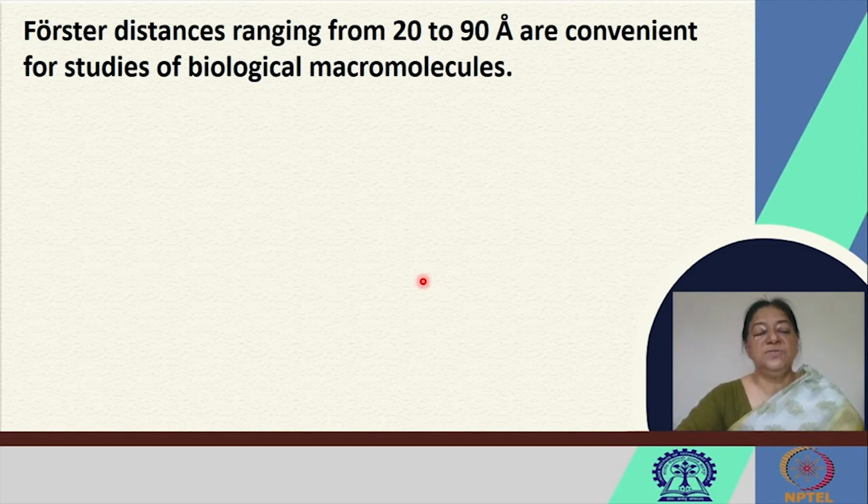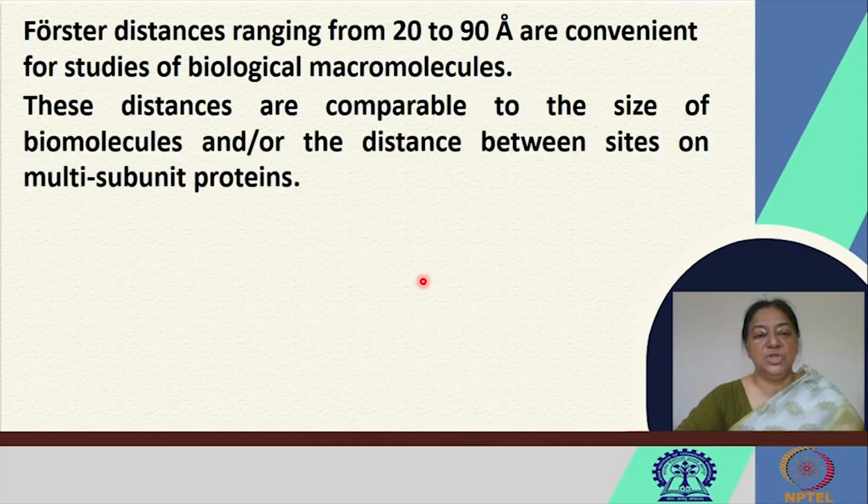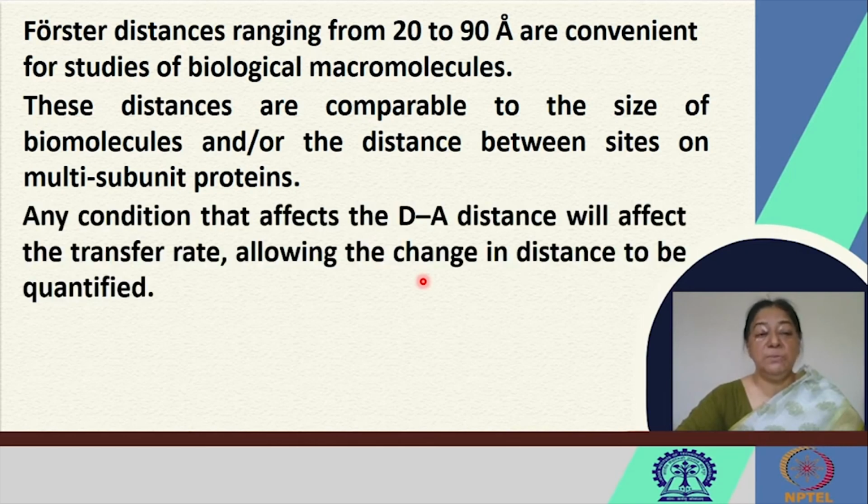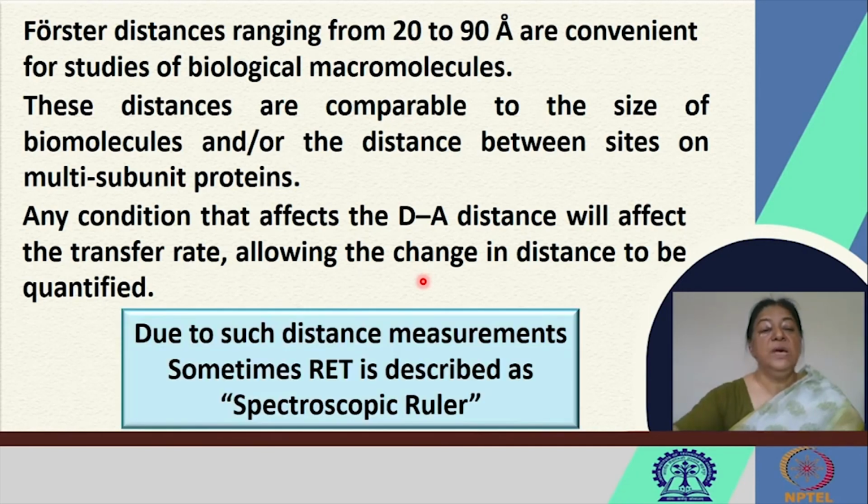Forster distances ranging from 20 to 90 angstroms are convenient for studies of biological macromolecules, and these distances are comparable to the size of the biomacromolecules and the distances between subunits in multi-subunit proteins. The donor-acceptor distance will affect the transfer rate, and this allows the change in the distance to be quantified. Because of this, it is sometimes referred to as a spectroscopic ruler.